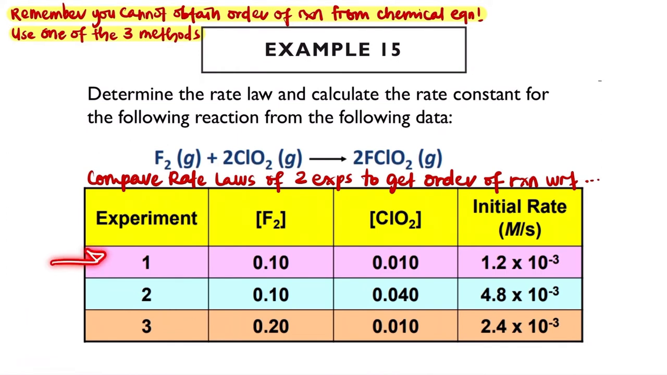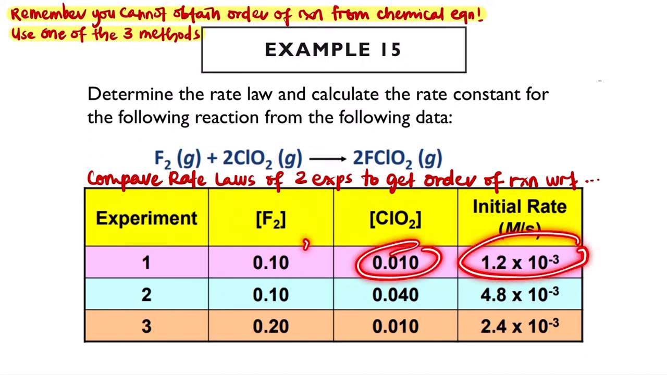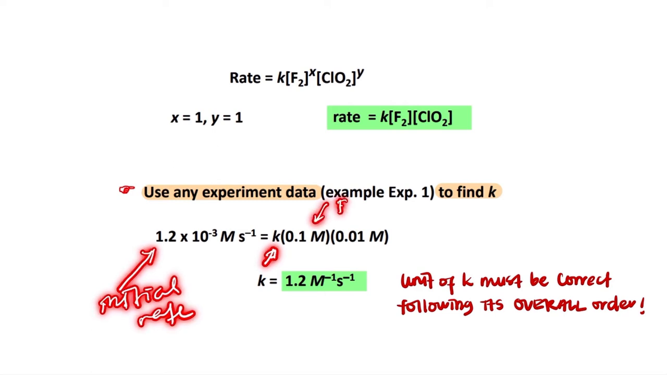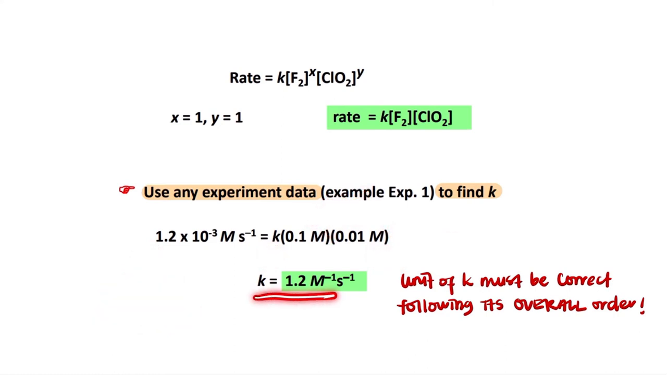I choose experiment 1. And then this is my initial rate. This is the concentration for F2 and ClO2. So what I did was masukkan initial rate. So this is what we want to find. This is the concentration of F2 to the power of 1. So ini actually the to the power of 1. And this one is also to the power of 1, the concentration of ClO2. And then you can find your rate constant.